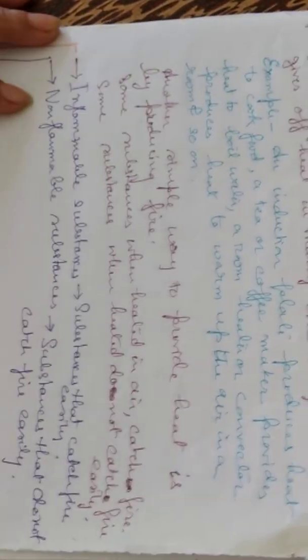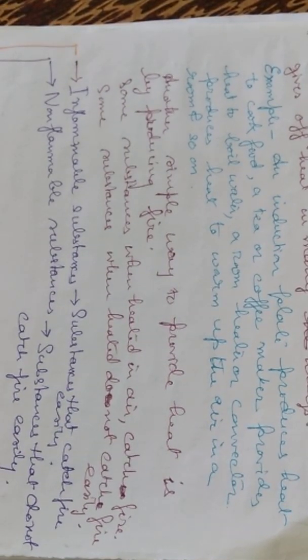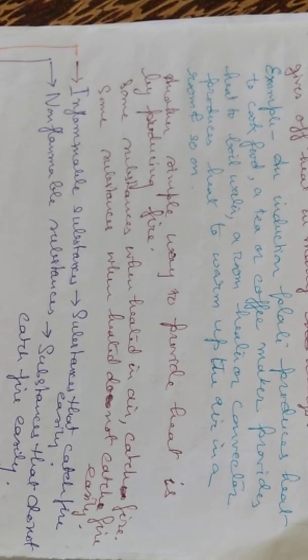Next is sources of heat. I told you the main source of heat is the sun. Then others are electricity and fire. The sun is the natural source of heat on our planet, and electricity gives off heat in many ways. For example, an induction plate produces heat to cook food. A tea or coffee maker provides heat to boil water. A room heater or convector produces heat to warm up the air in the room.